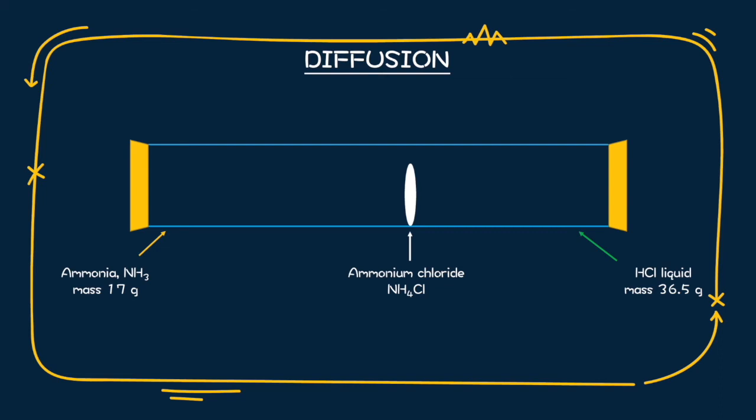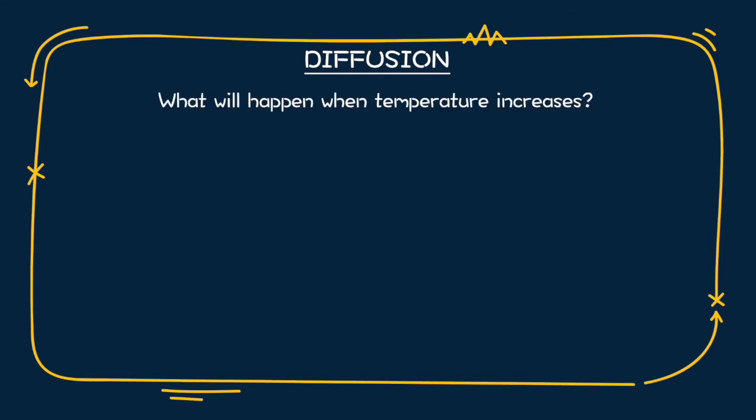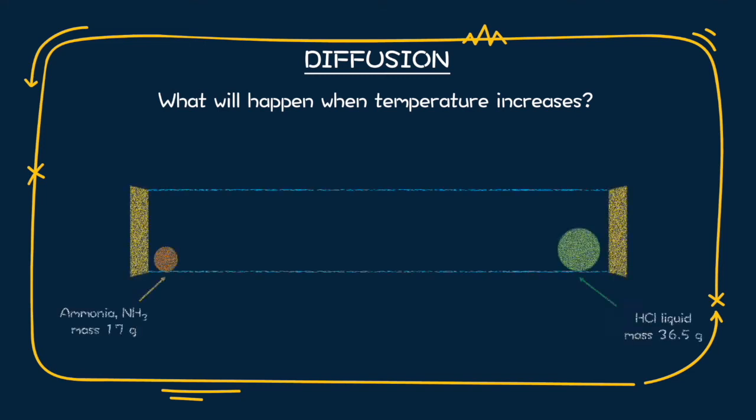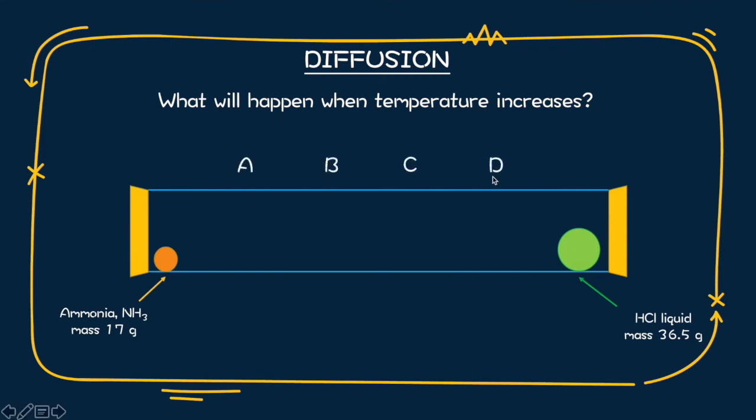Okay, so I have a question now. Knowing that ammonia is moving at double the speed of HCl, what happens when I increase the temperature? Will the ammonium chloride, the white particle, form at point A, B, C, or D? Let's take a few minutes for you to think through before progressing.